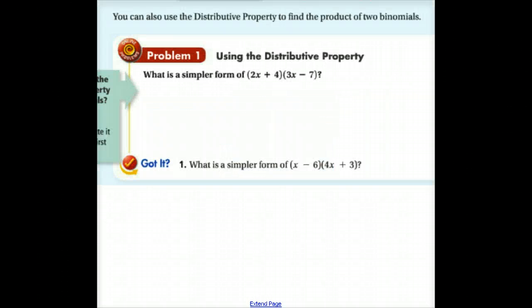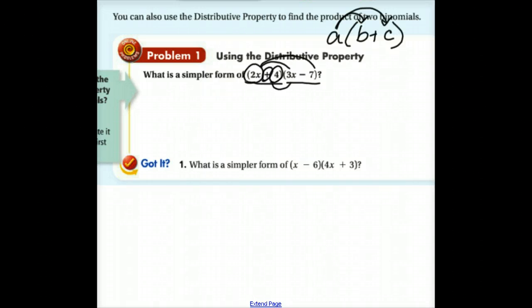The first method we're going to learn is using the distributive property. With the distributive property, a times b plus c, we take a and multiply it to everything on the inside of the grouping symbols. On the outside, we have 2 things being multiplied to 2 more things inside a grouping symbol. So you take one term at a time, multiply it by everything inside, and then add or subtract. Take the second term, multiply it by everything inside the second grouping symbol. Let me show you what that might look like.